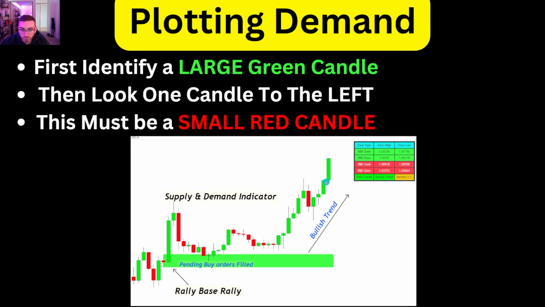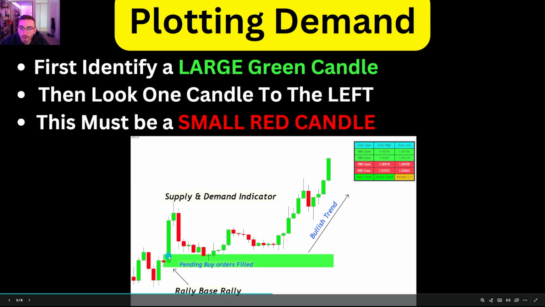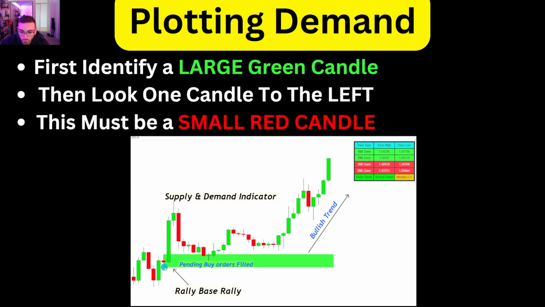So if we were to look at this large green candle right here, yes, that meets the large green candle criteria, but if we look one candle to the left, well, it's not red, it doesn't matter. However, with this large green candle right here, if we look one candle to the left, what do we notice? We have a small red candle. Now, what I mean by a small red candle is it's kind of subjective depending on the size of the green candle. I'll show you what I mean when we actually start plotting these supply and demand levels on the chart. But again, in order to identify your demand areas, you need a large green candle and then a small red candle on the left.